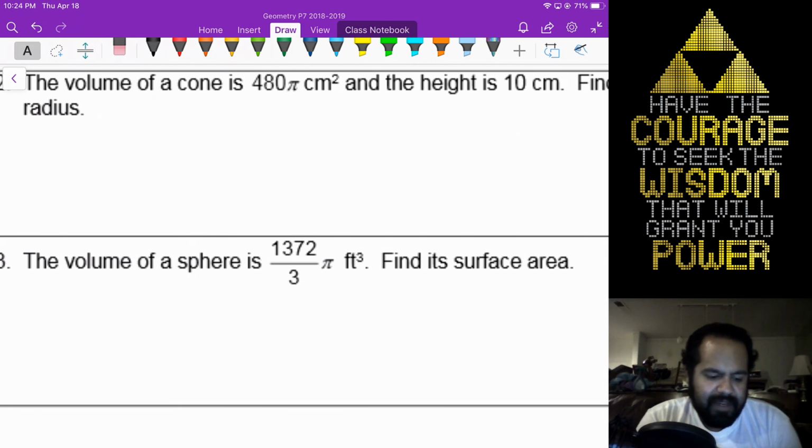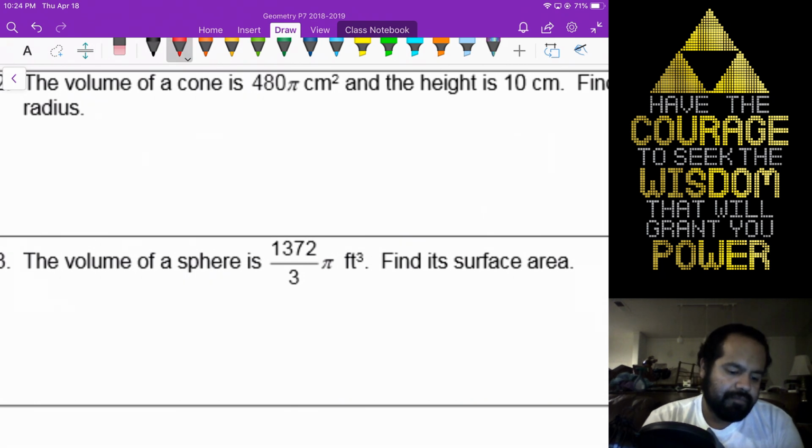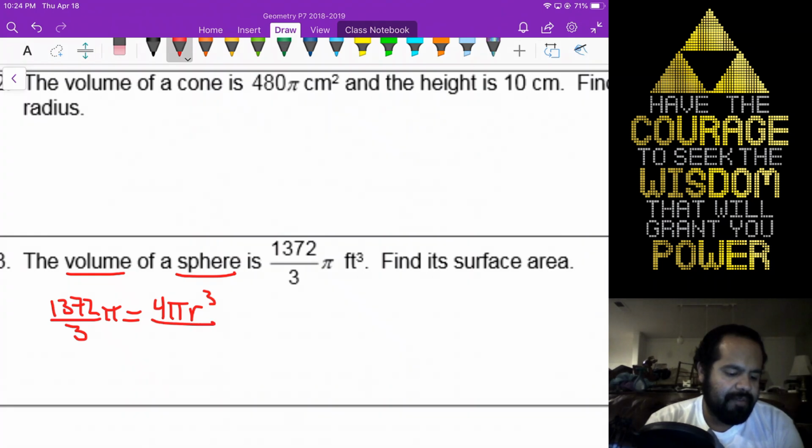So the volume of a sphere is this 1372 over 3 pi. Well, I'm going to need to set the volume equation equal to that. So I'm going to say 1372 over 3 pi equals 4 pi r cubed over 3. We're going to work backwards to solve for the radius.